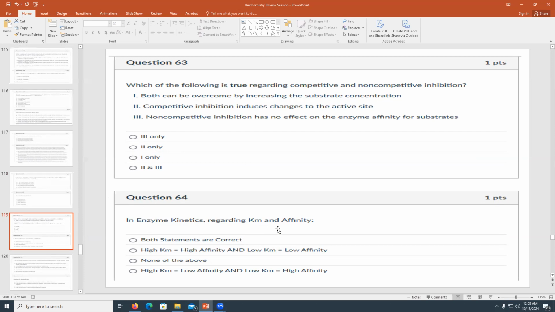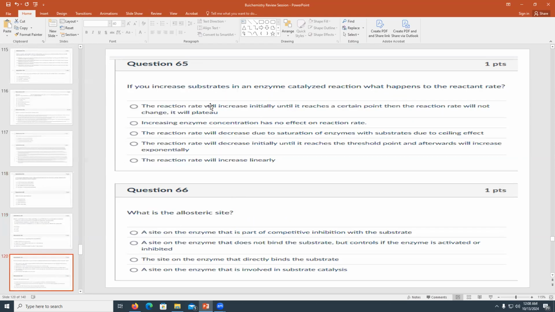Enzyme kinetics regarding the Km and affinity, they have opposite values. So high Km means low affinity and low Km means high affinity. If you increase substrate in an enzyme catalyzed reaction, what happens? In the beginning, the reaction rate will increase until it reaches a certain point, then the reaction rate will not change. It will plateau, it will level off. That's the ceiling effect.